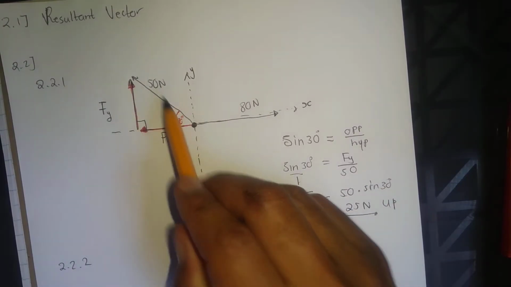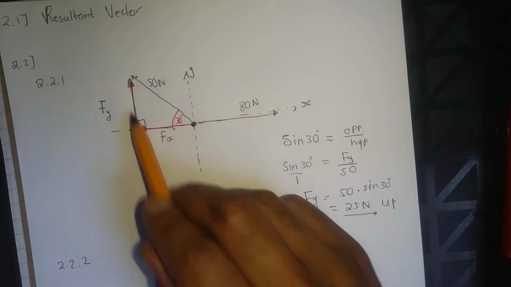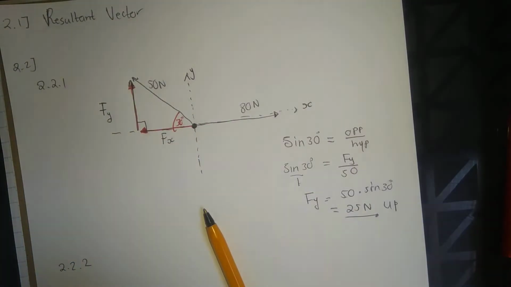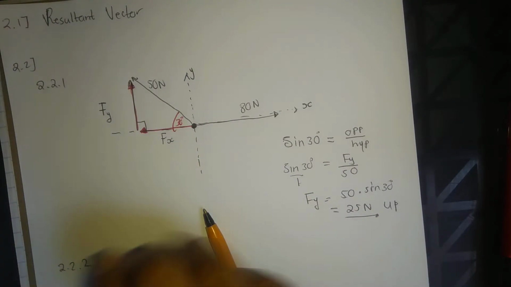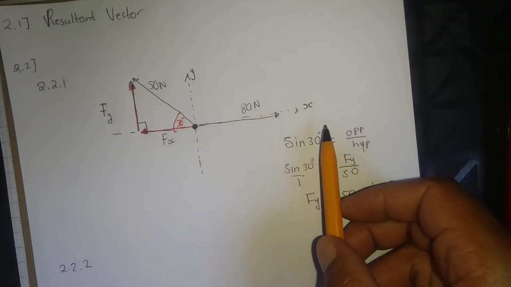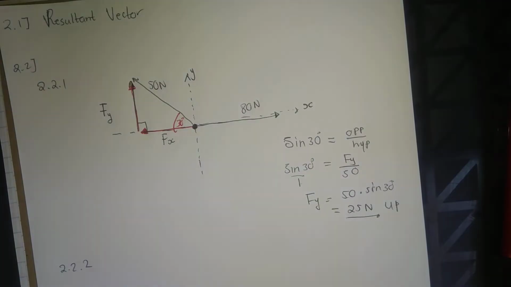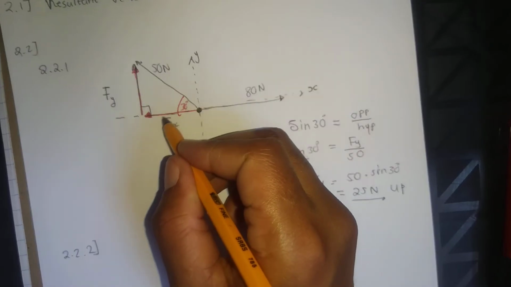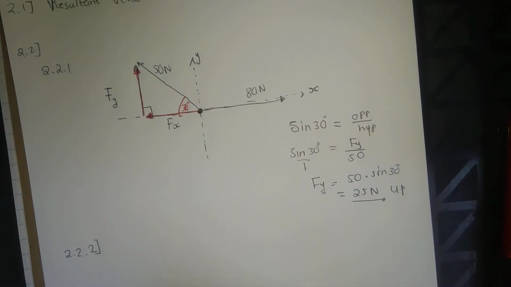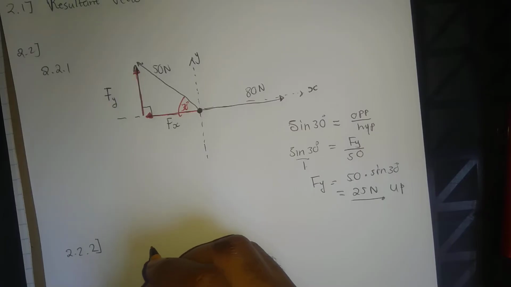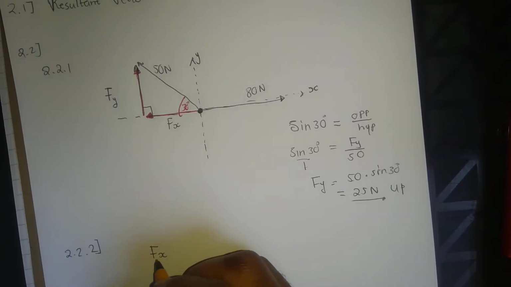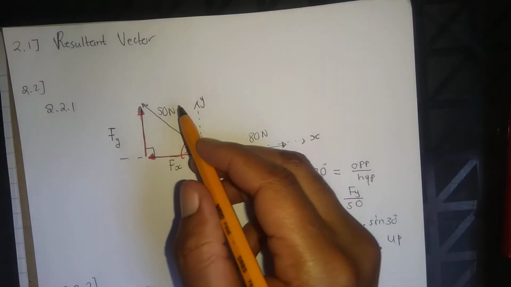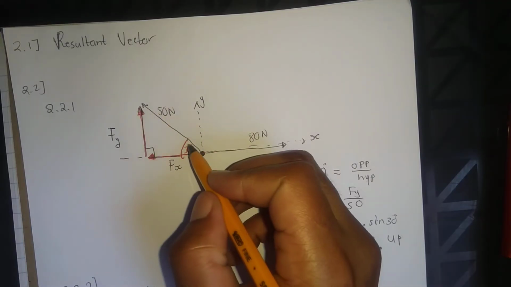Since this one acts at an angle, it means we must break it into its components, one vertical and one horizontal. We must work out the resultant on the horizontal and then the resultant on the vertical axis. So we need to calculate Fx. Fx is unknown, and we are given a hypotenuse and an angle.